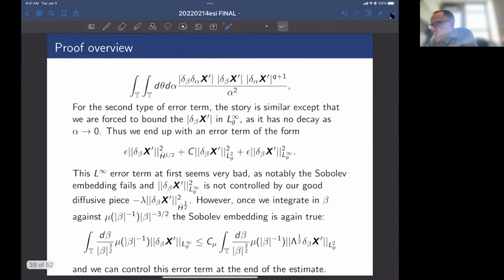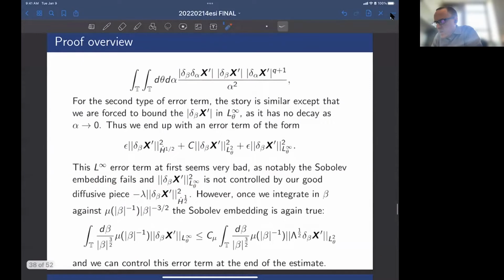So this can fit into energy estimates. And for the second type of error term, the story is similar, except that we're forced to bound the delta beta x prime in L infinity, because it has no decay as alpha goes to 0, since there's no alpha here. Thus, we end up with an error term that looks like this, where you have epsilon delta beta x prime in L infinity, you have delta beta x prime L2, and you have delta beta x prime h1/2 times epsilon. And this L infinity error term at first seems very bad because the Sobolev embedding theorem fails, and the delta beta x prime L infinity is not controlled by our good diffusive piece. So Sobolev embedding theorem fails in L infinity.